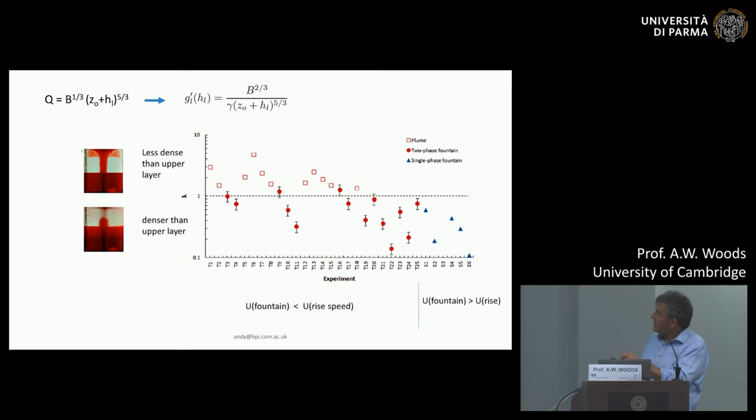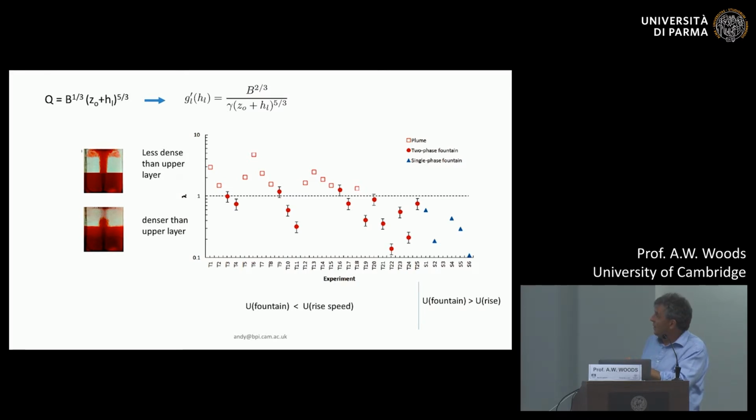And so what that means is that depending on where this interface is, the flow may be denser or less dense than the top layer. And so we've done a series of experiments where, using plume theory, we predicted that the flow was less dense than the upper layer, shown by these green squares. And we did other experiments where the plume theory predicted this plume with the salty water was more dense than the upper layer, shown by these red dots.